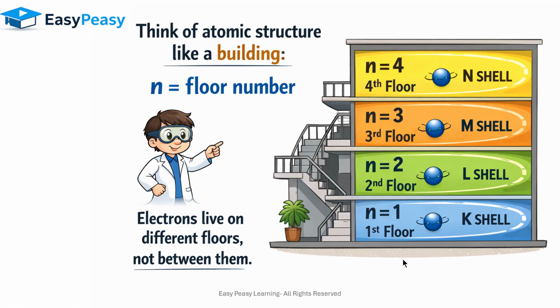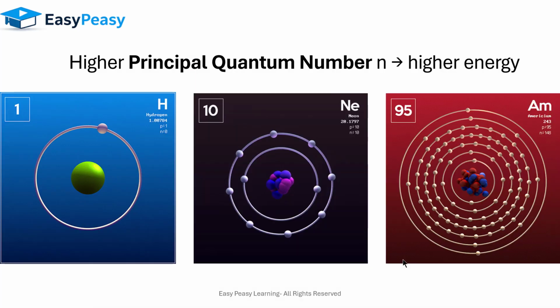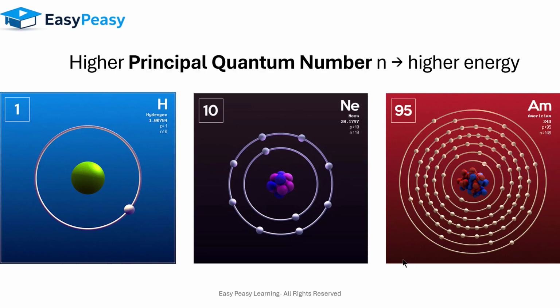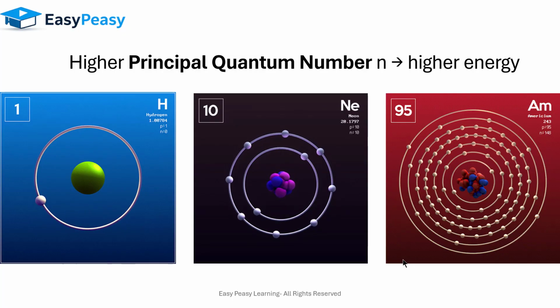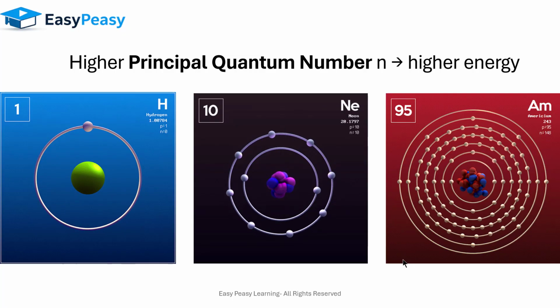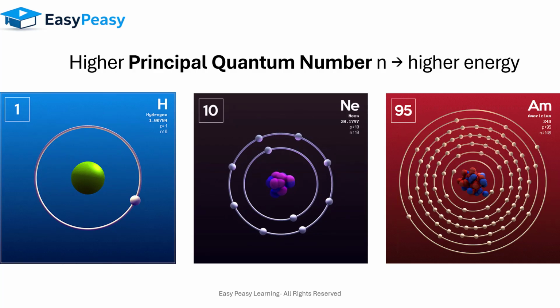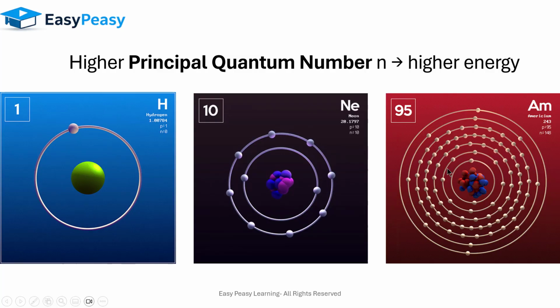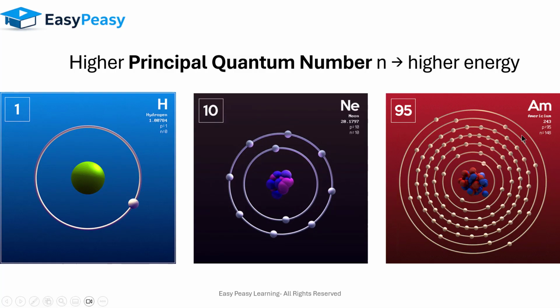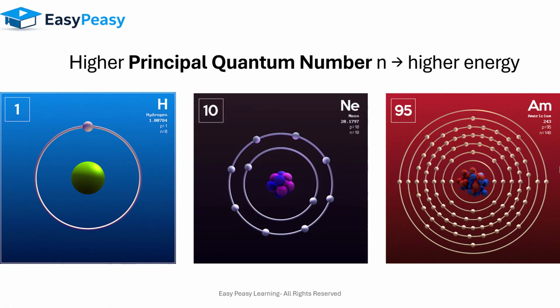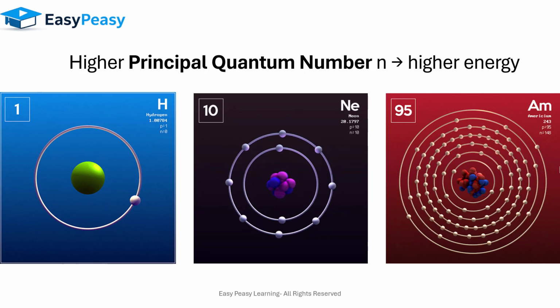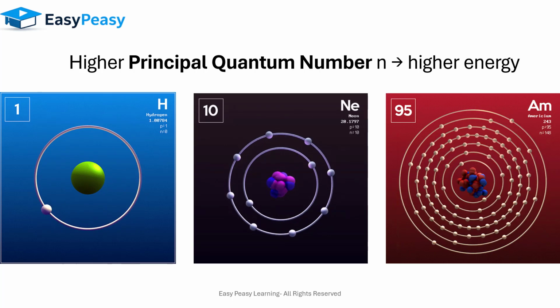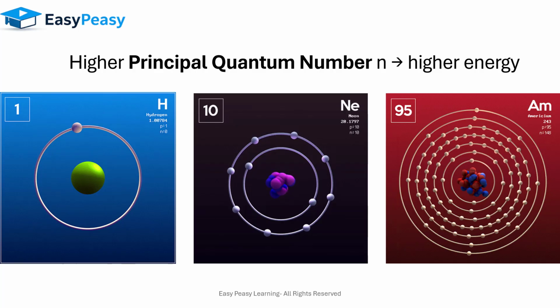Now, what does this n, or principal quantum number, tell us? First thing is, the higher the principal quantum number, the higher the energy of that atom. So here we have three examples. First is hydrogen, second is neon, third is americium. Now, as the number of shells increases, the energy of electrons also increases.